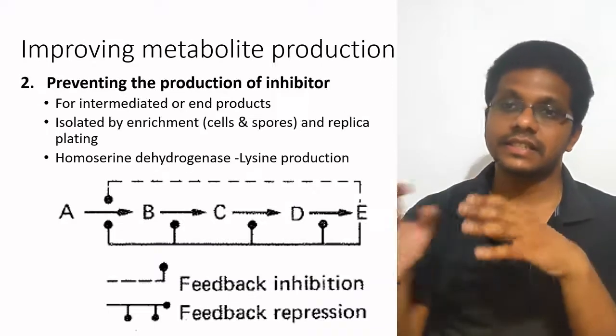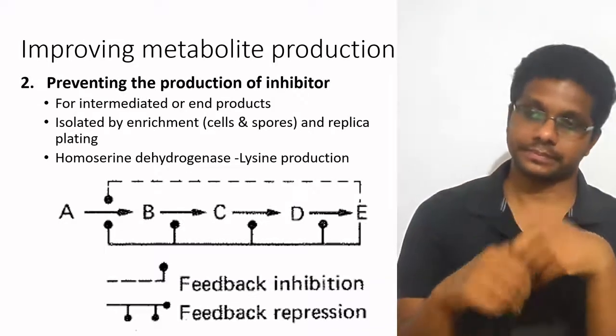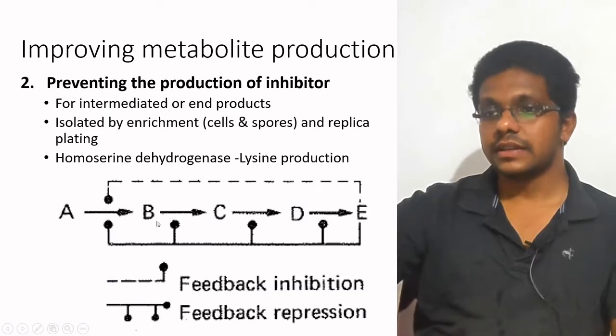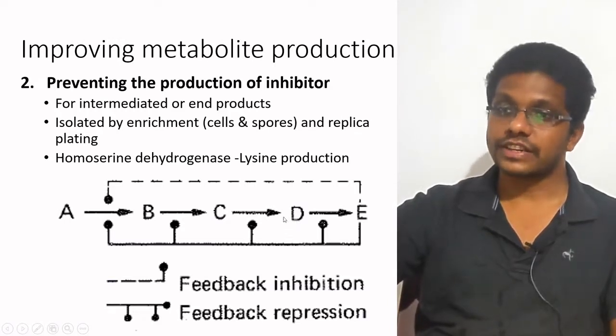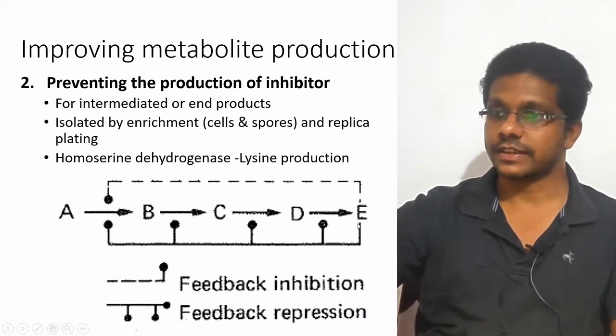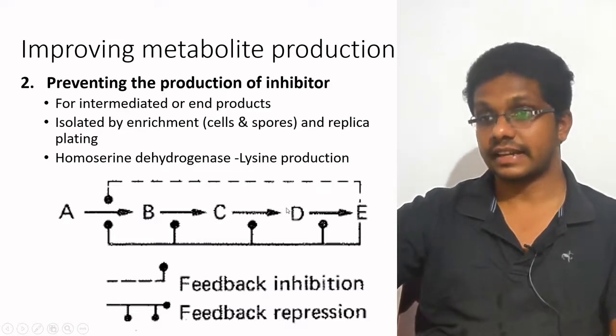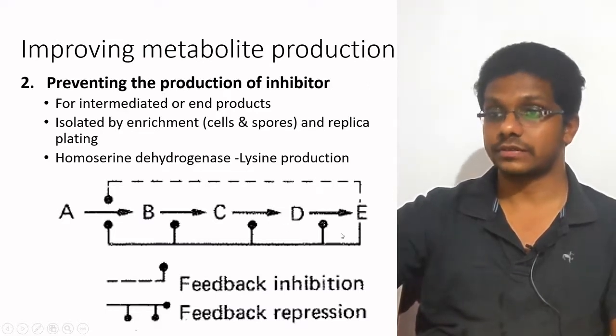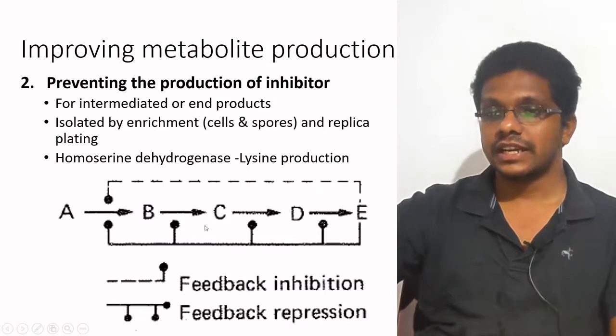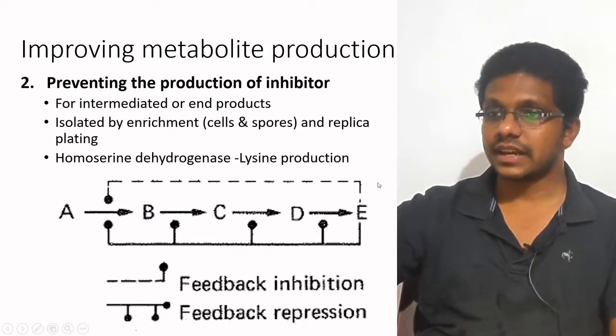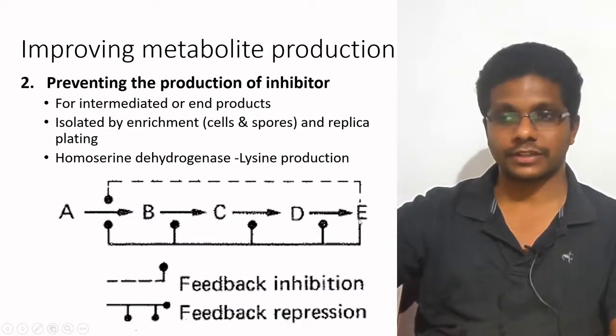The second strategy is preventing the production of inhibitor. The same pathway, suppose our product of interest is D. We are not interested in E. In this pathway, we are taking an intermediate as our main product. We don't need the final product. In this pathway, feedback inhibition and repression is caused by the final product.